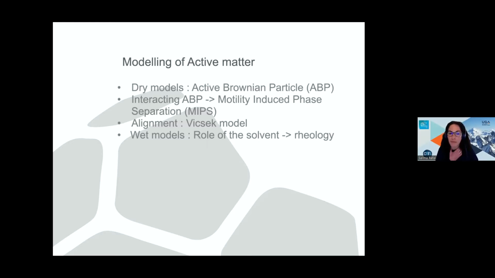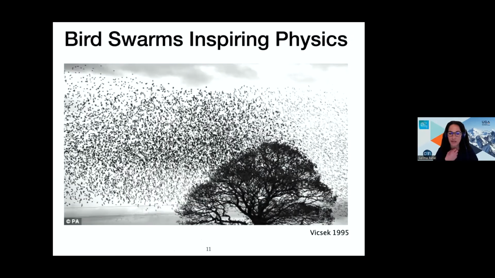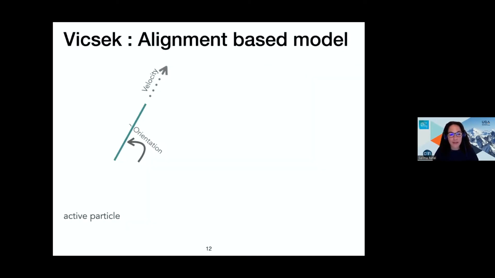So indeed, probably the first inspiring question for physicists was developed by Vicsek, observing bird swarms in the sky. And as a physicist, the proposal was to describe those birds as an elongated particle that has a given velocity and a given orientation. So this is the minimalist model we can think of to describe a bird, let's say.